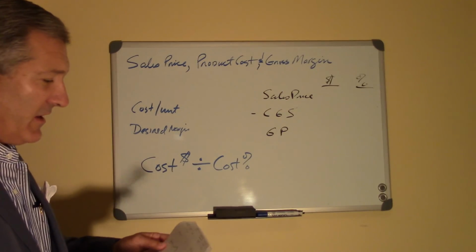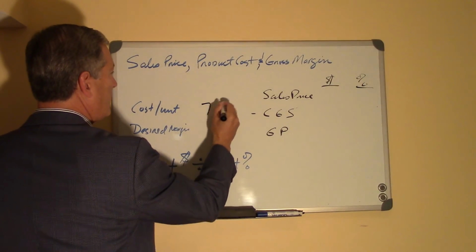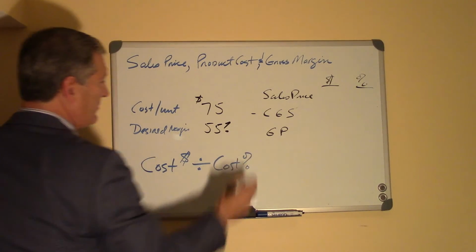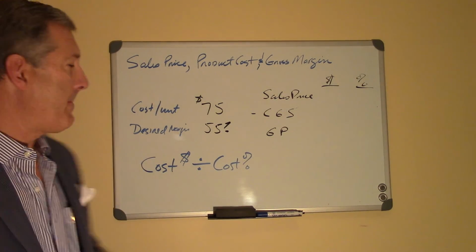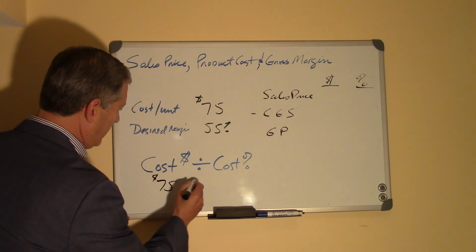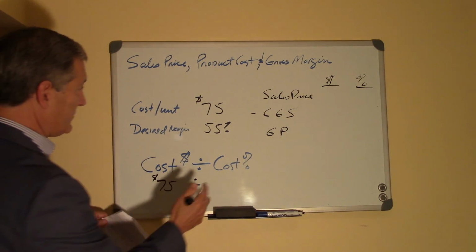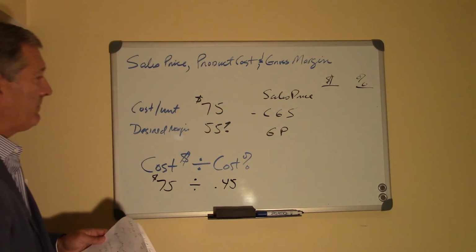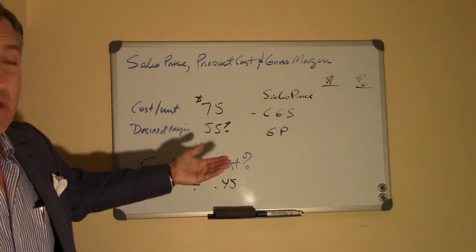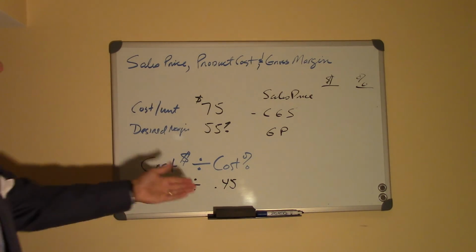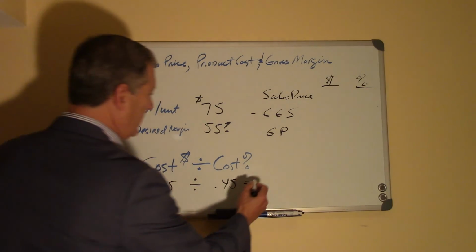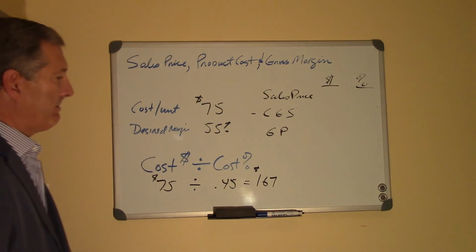Let's assume in the second example that my cost per unit is $75 and our desired margin is 55%. What's the sales price of our product? Remember, it's the cost dollars divided by the cost percentage. In this case, it is $75 divided by the cost percentage, which is 45%, 0.45. Convert the percentage to a number. Remember that the sales percentage is 100%, your desired margin is 55%, the cost must be 45%. In this example, our sales price is going to be $167. That's what we're going to sell it for.